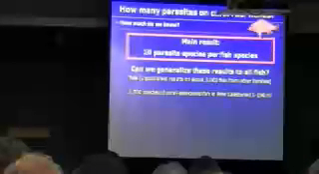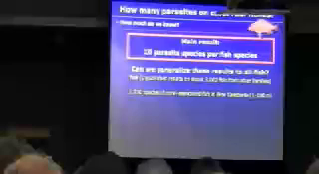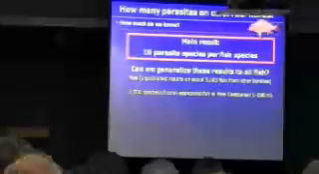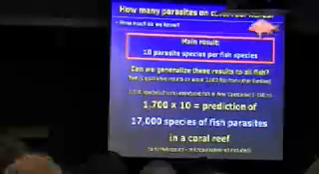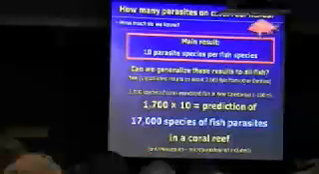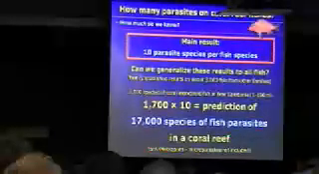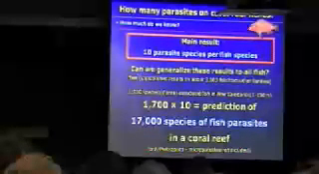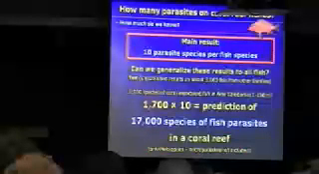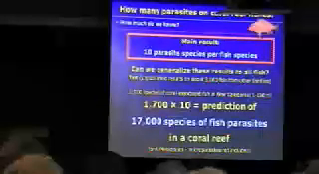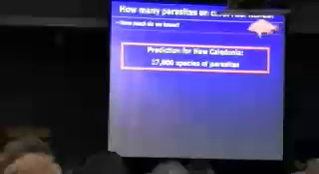We have 1,700 species of coral fish. If we can make a prediction of 17,000 species of fish parasites. This is only metazoan. I do not include microparasites and so on. So that's a prediction. And what do we know?